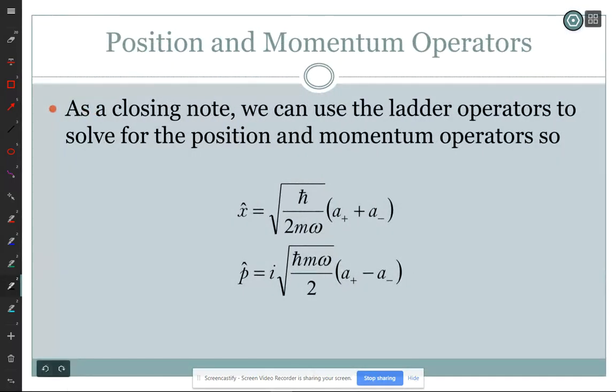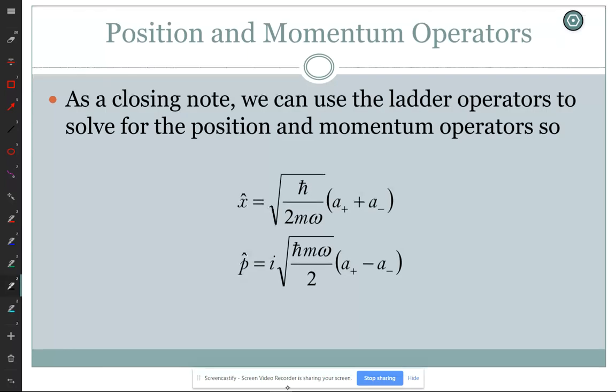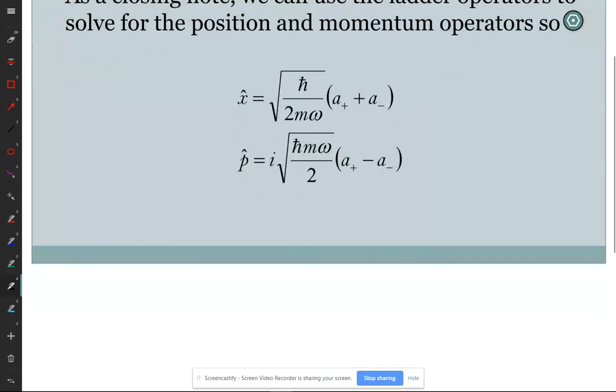One last statement here before we go. And this is just a statement. I know I'm a minute over. You can solve for x as a function of the raising and lowering operators, and p is a function of raising and lowering operators. But that allows you to very quickly find the expectation value for x.